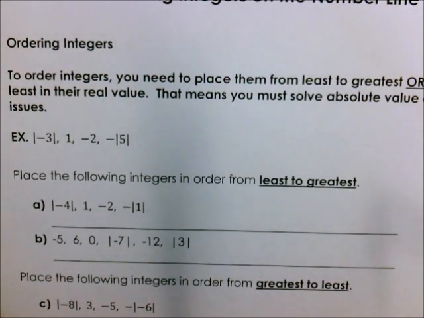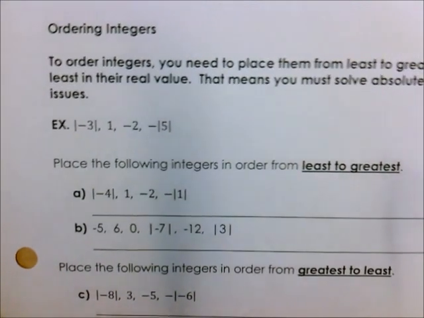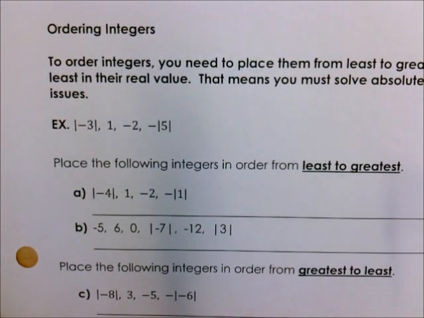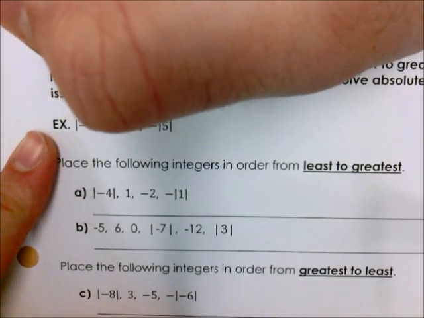So in this lesson, we're going to be ordering integers, and it could be either least to greatest or greatest to least. That's usually a question. And what I have on my notes here says to order integers, you need to place them either least to greatest or greatest to least in their real value. And what I mean by real value, let's have a highlighter here. What I mean by the real value here is what is it truly worth?